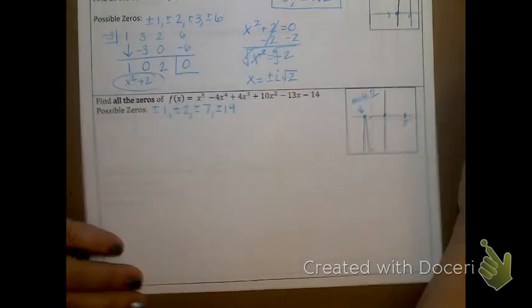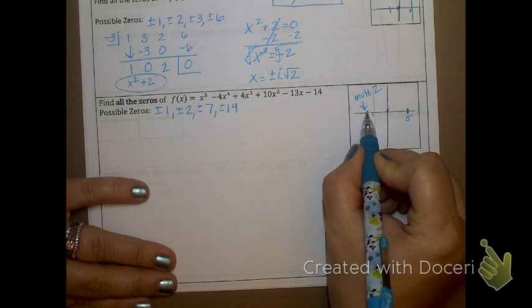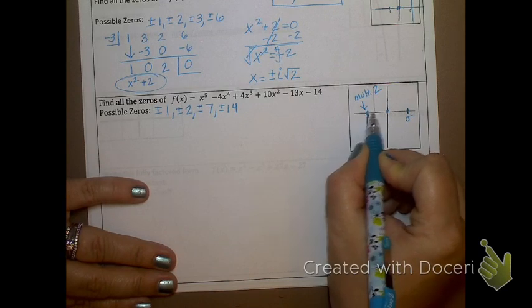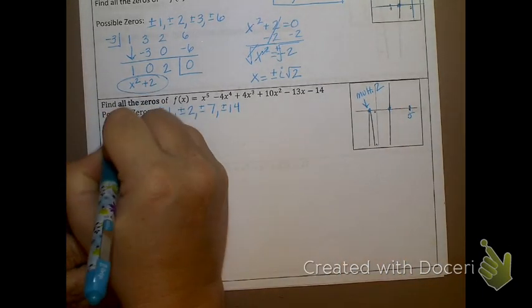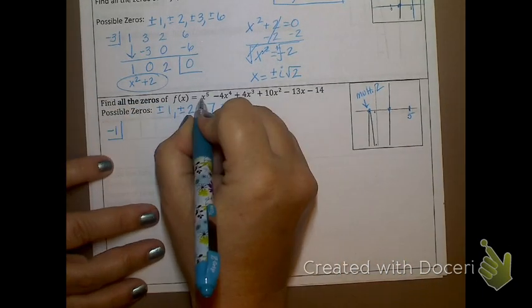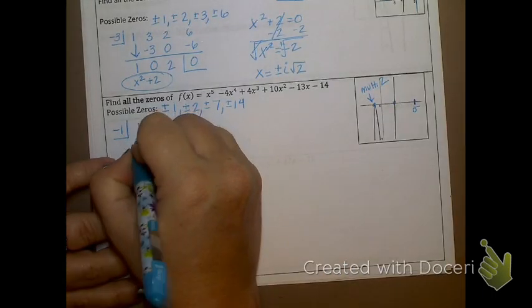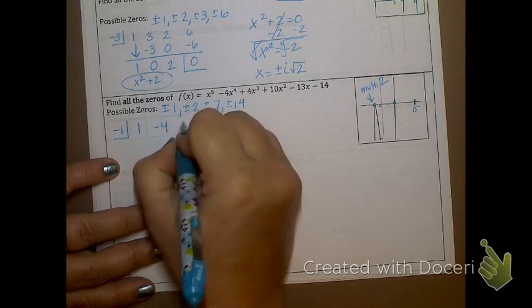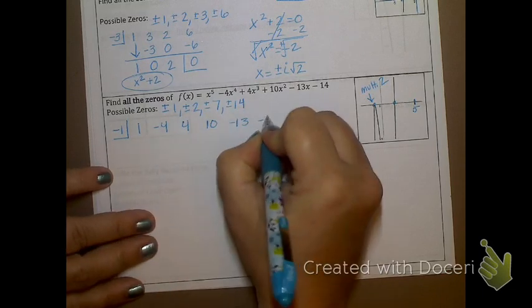So let me show you how you do that. Let's guess what that number is. I'm guessing it's either -1 or -2. Would you agree with that? Sure. Let's try -1. Am I missing any? 5, 4, 3, 2, 1. Nope, not missing any terms. So 1, -4, 4, 10, -13, -14.